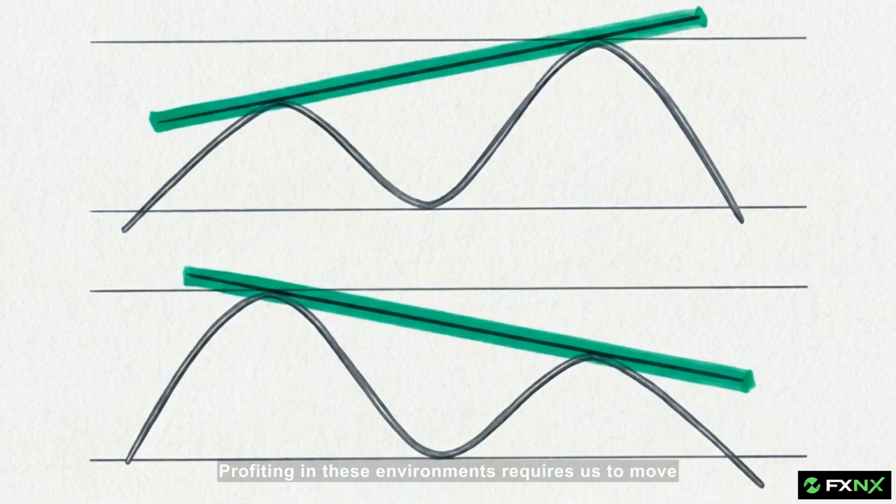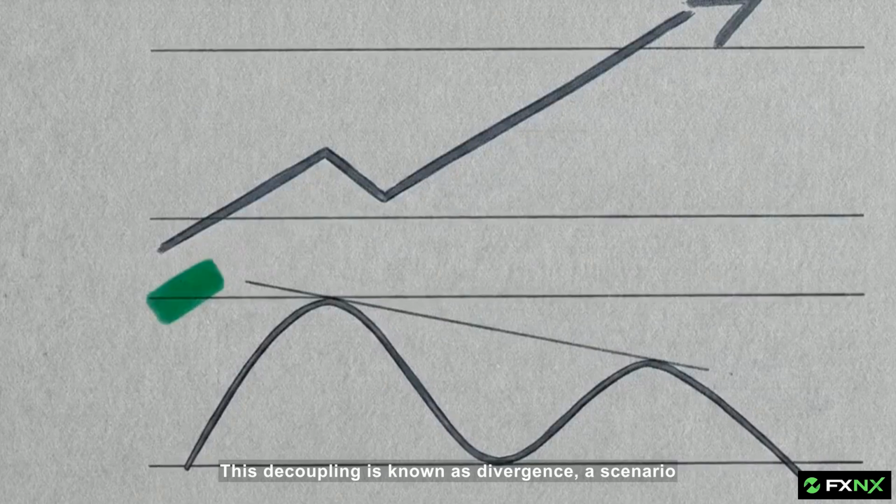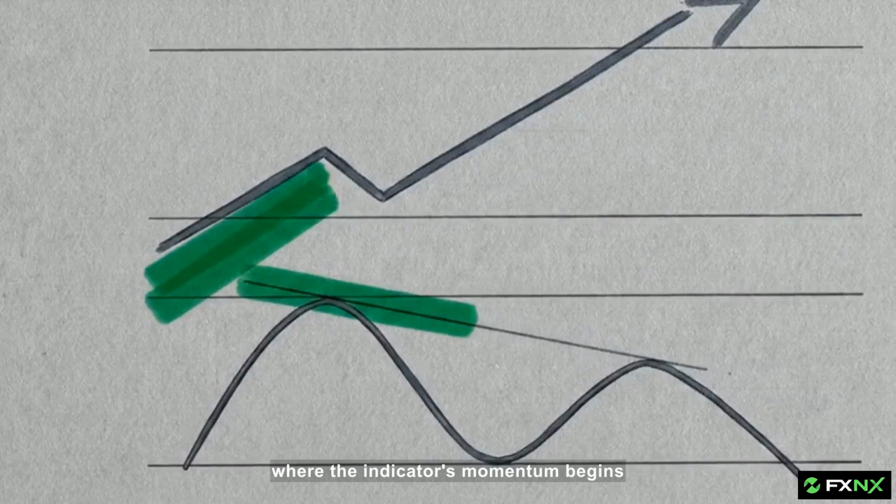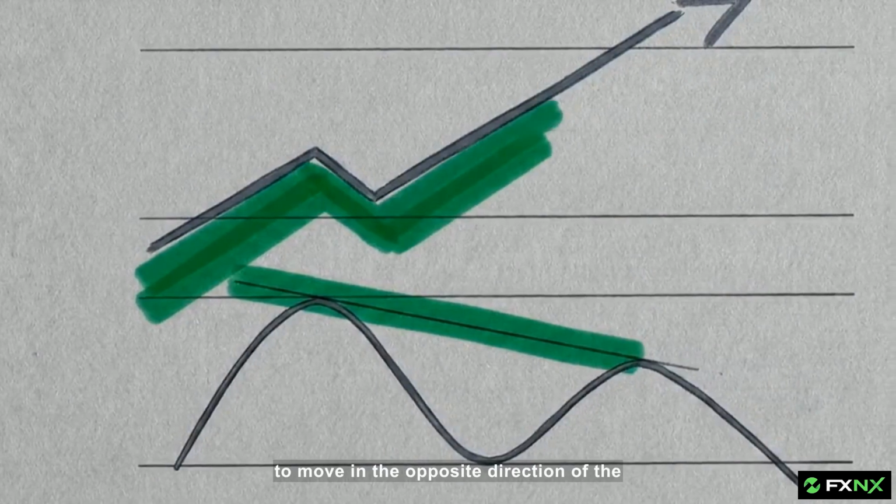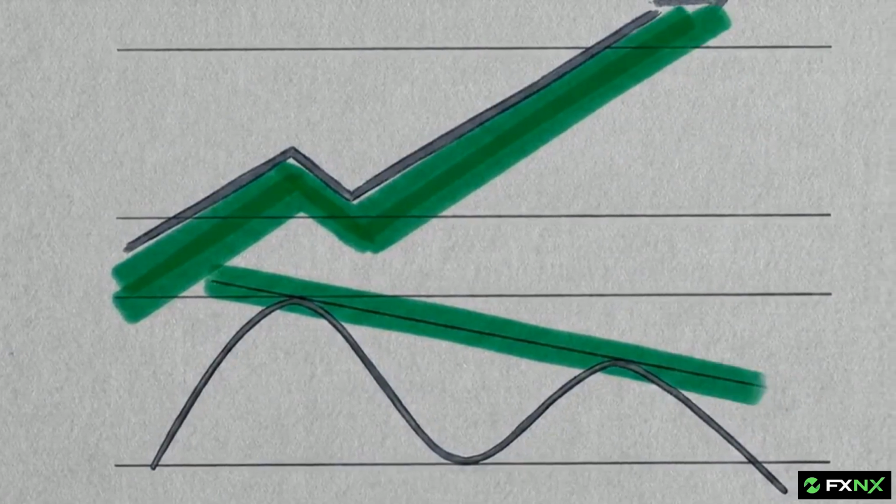Profiting in these environments requires us to move past raw 80-20 readings and instead identify the specific discrepancies where price and momentum actually decouple. This decoupling is known as divergence, a scenario where the indicator's momentum begins to move in the opposite direction of the price on the chart.